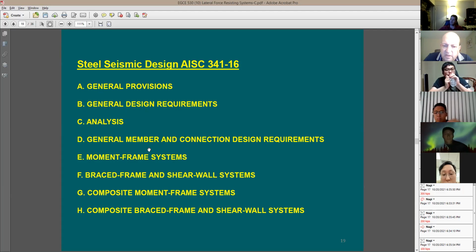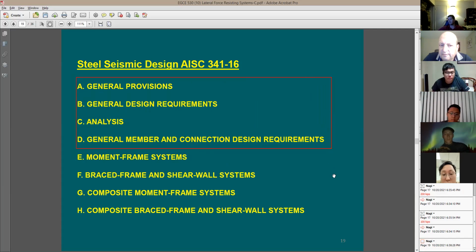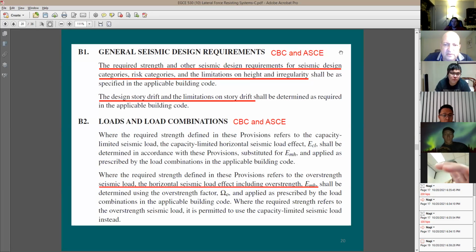So what's next? Moment frame system. If you'd like to do a moment frame design, you need these chapters. Why? Because the first 4 chapters are going to be important for any seismic design. You need to understand all of that. If you are doing moment frame design, go and read chapter E. Looking for a brace frame and shear wall system, steel shear wall system, you're going to go to F. Composite moment frame is going to be G. Composite brace frame is going to be H. So I guess we now know where to find our information. This gives you the main chapters that you have in the 341 2016.